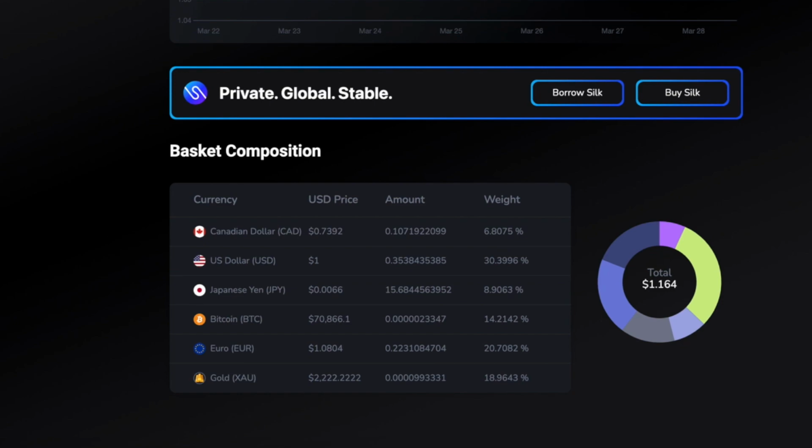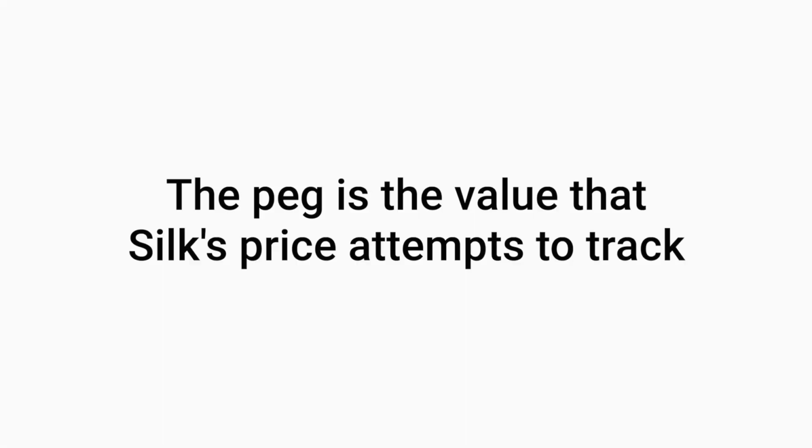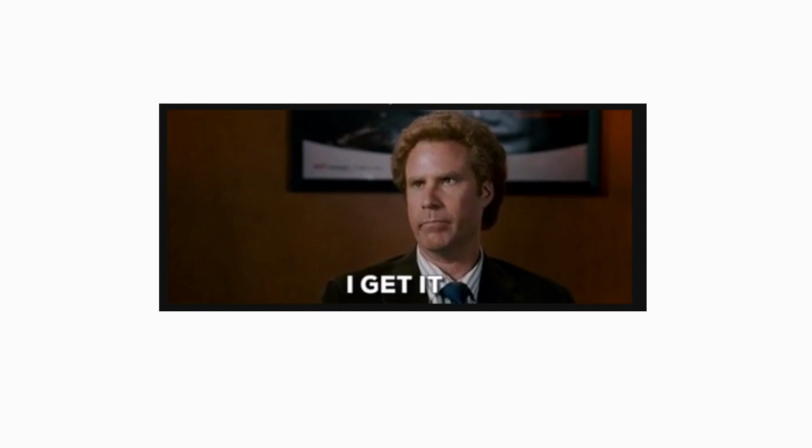Because the peg has a little bit of gold and Bitcoin in it, that volatility helps offset the slow erosion of value that typifies the currencies in this basket. And by the way, silk never actually spiked to this price. This is just a data reporting error on CoinGecko's side. So in really simple terms, the peg is the value that silk's price tracks. The peg is a signal for how we expect the market to price silk.